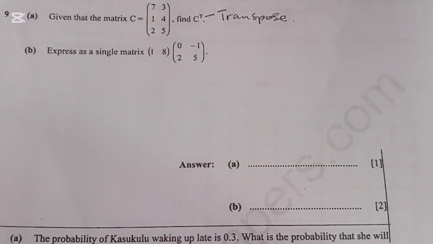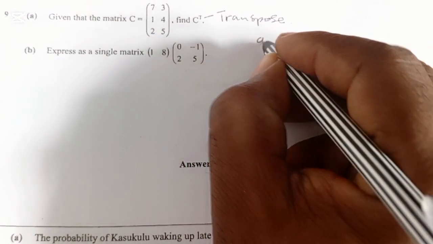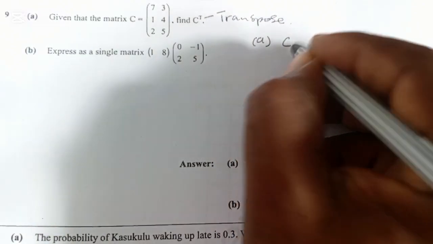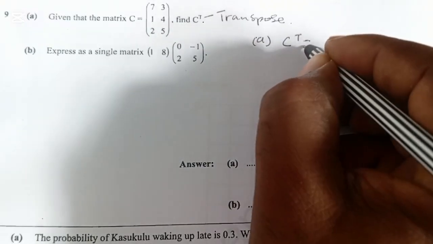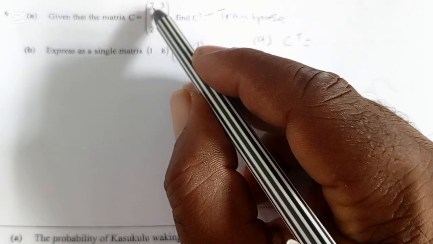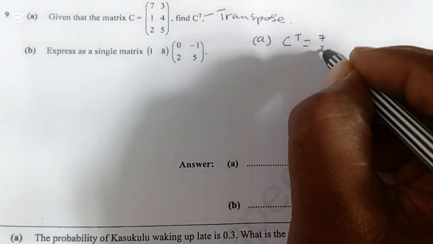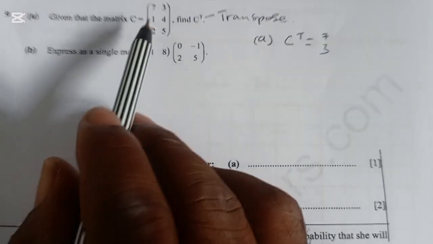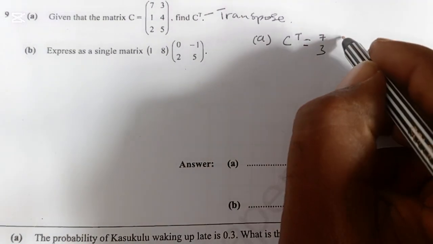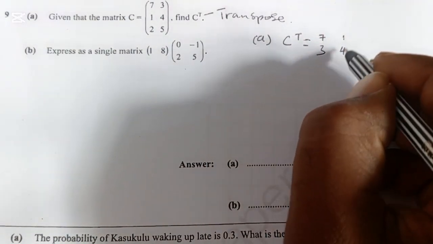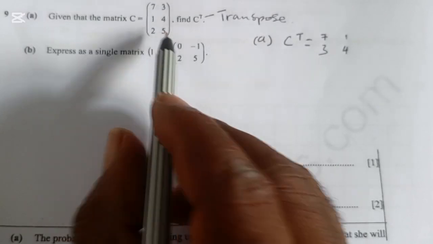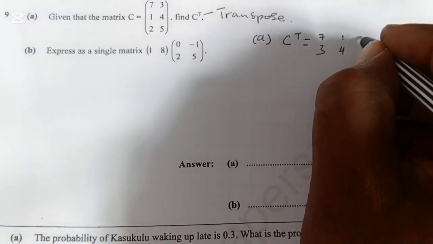So C transpose is equal to this row becomes a column. This row becomes a column. This row becomes a column.